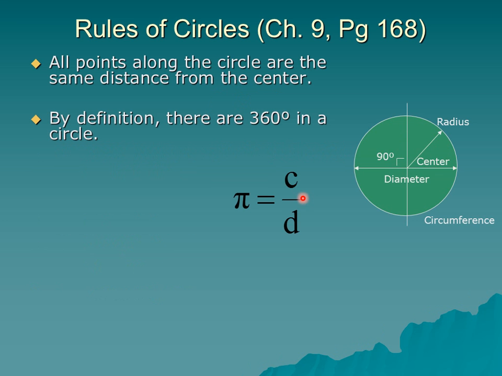So here we have a circle. As I said before, this is the center of the circle, and at the center you have 360 degrees. So if you divide the circle into 4 equal pieces like these, each piece will have 90 degrees at the center, right? And by definition, there are 360 degrees in the circle.